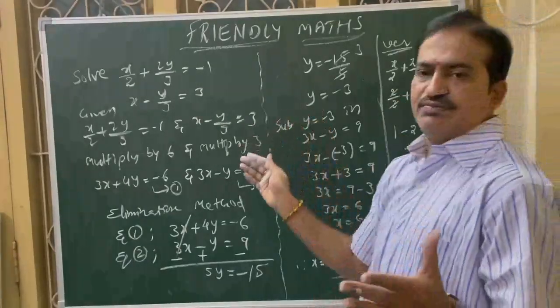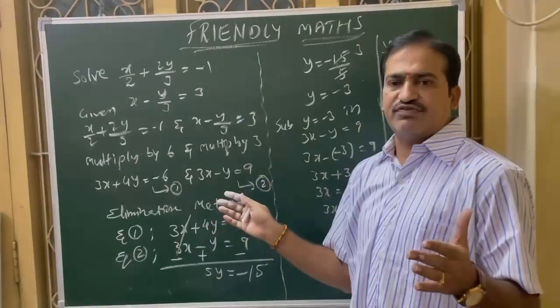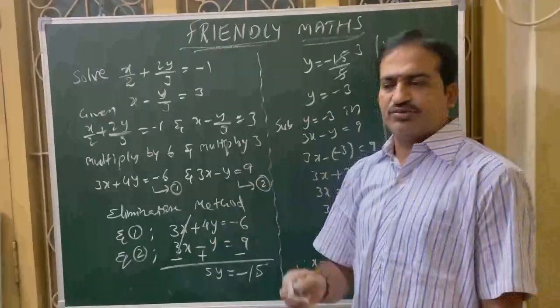This is the friendly method, the elimination method, to solve a pair of linear equations. I hope everybody is going to understand.